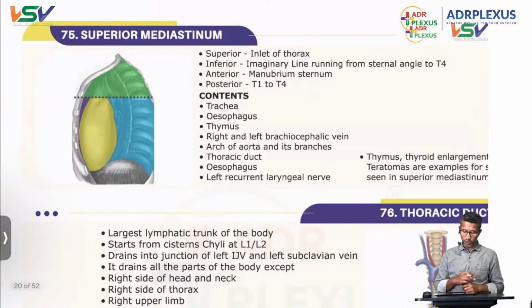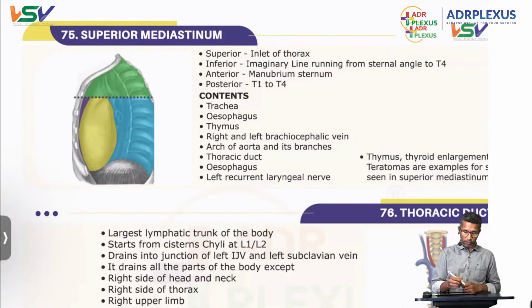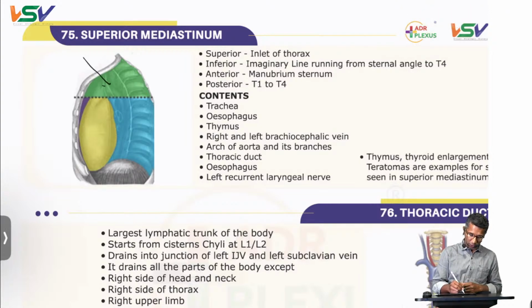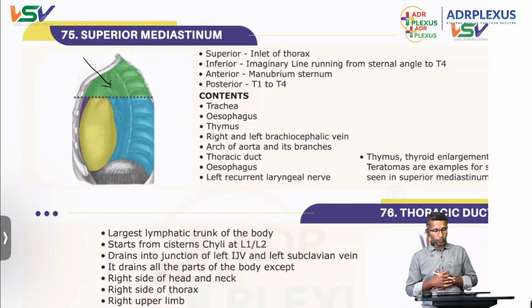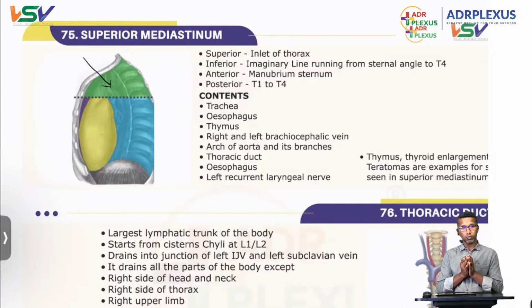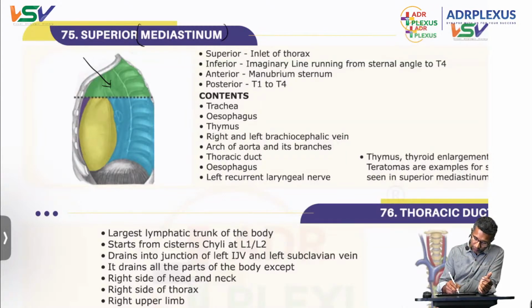With this note, we'll go to the next part of the VSV session. So what they have given is they can put an arrow here. They can ask you what this represents. If you see this, they are talking about a space between the two lungs, which is called the mediastinum. So what is mediastinum? Basically, mediastinum is a space between two lungs.